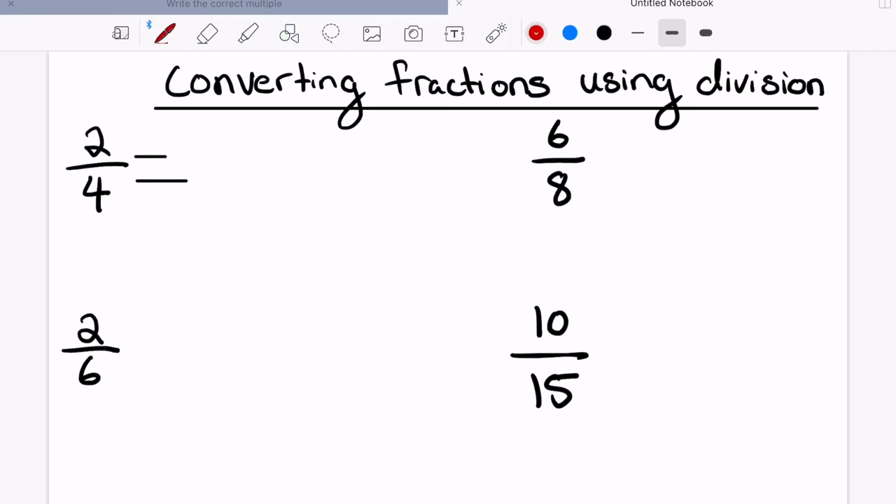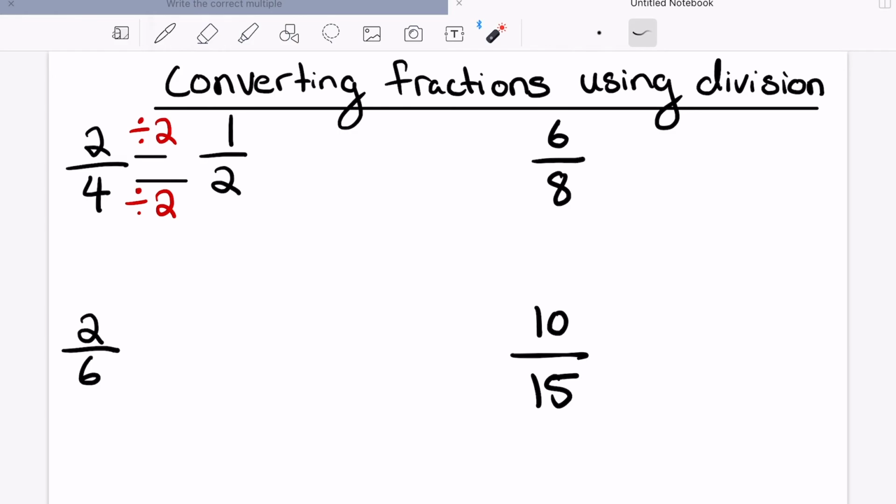Let's divide by 2. 2 divided by 2, 4 divided by 2. What do we get? 2 divided by 2 is 1. 4 divided by 2 is 2. So 2/4 is equal to 1/2.